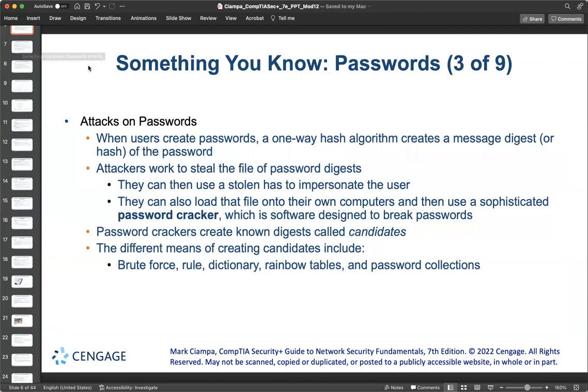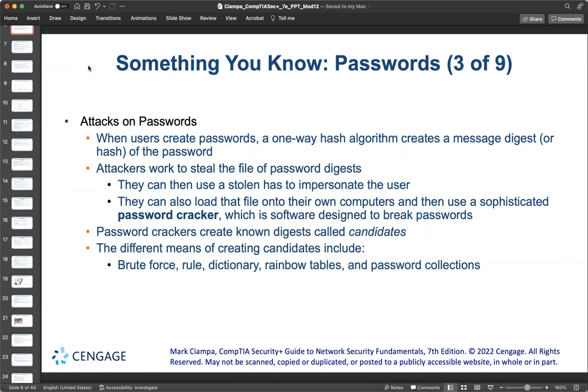So the attacks on the passwords: basically when a user creates a password, a one-way hash algorithm creates a message digest or a hash, as we have discussed before through any of the hash algorithms. But we're going to revisit a couple of those in this discussion again. Attackers work to steal the file of the password digest. So basically they want to find the hash.